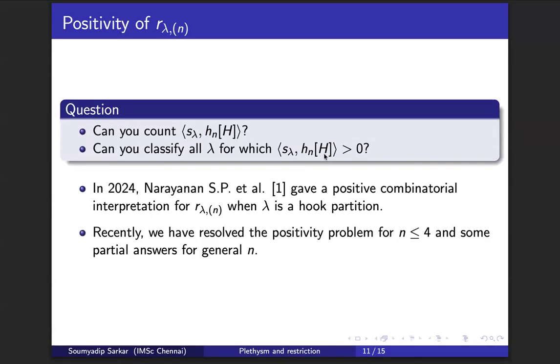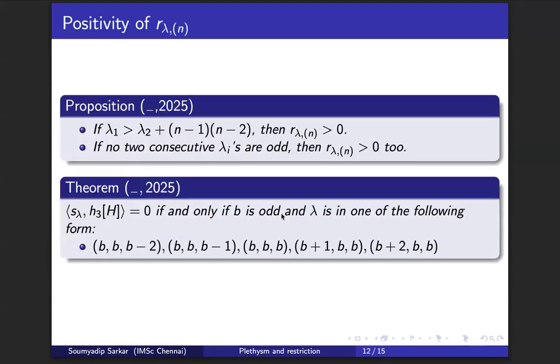So in 2024, Sridhar and his collaborators gave a positive interpretation for this R lambda n, where lambda is a hook partition. So recently, actually, we have resolved this positivity problem for n less than or equal to 4. And we have some partial answers for general n. Okay, so this is one result.